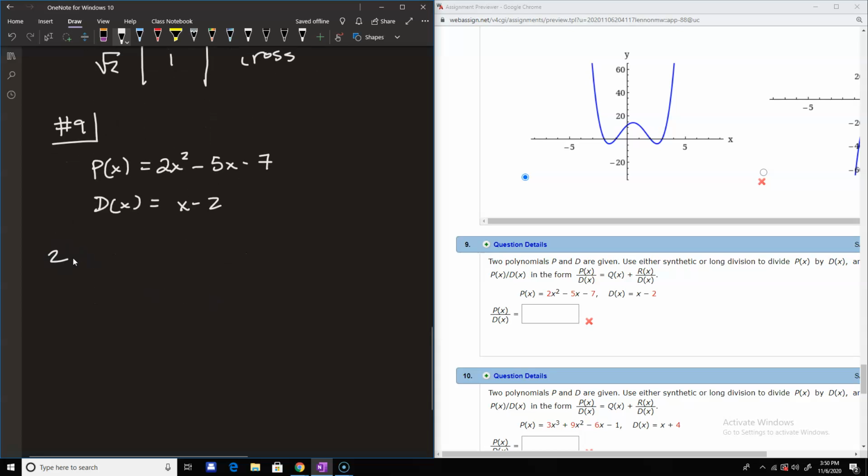division. So the root of d of x is 2, so that goes in the corner, and then we put the numbers for p of x on top, 2, -5, -7. And so bring the 2 down, multiply the 2, you get a 4, add, you get -1, multiply by 2 again, you get -2, and then add, you get -9.